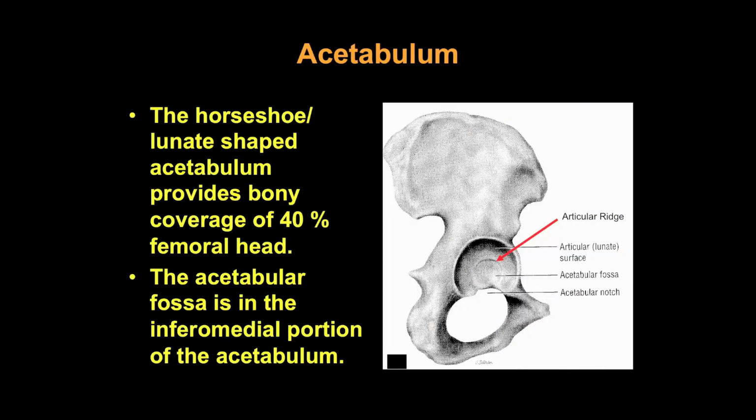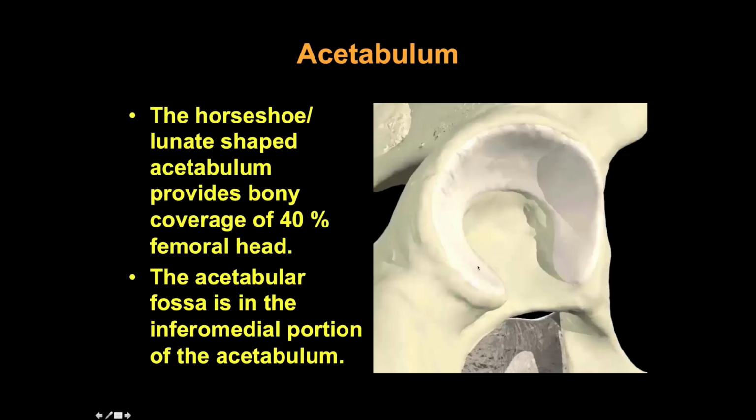The acetabulum has an inverted horseshoe or lunate-shaped appearance, which provides bony coverage of up to 40% of the femoral head. The acetabular fossa is in the inferior medial portion of the acetabulum. So here is the acetabular fossa. This is the acetabular notch, and that demarcation along the inner margin of the articular surface is known as the articular ridge. So here is a more detailed representation of the acetabulum.